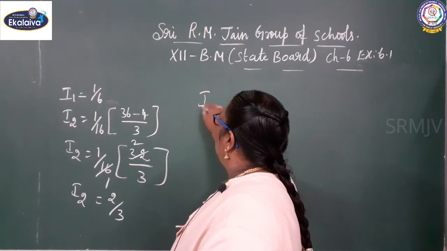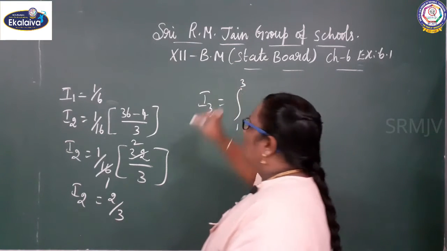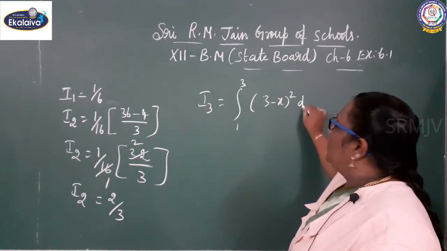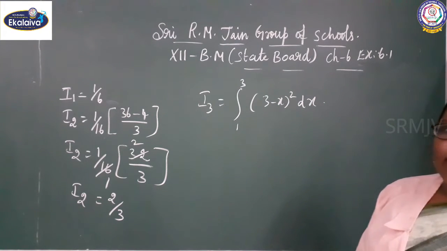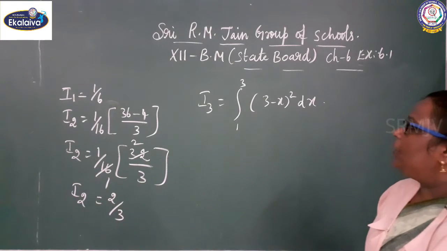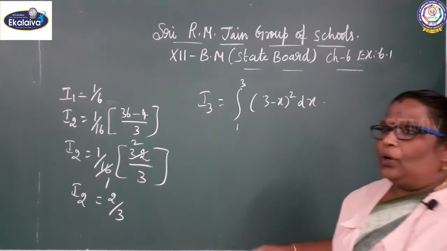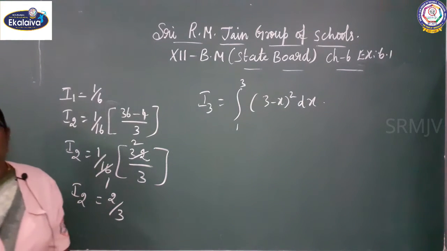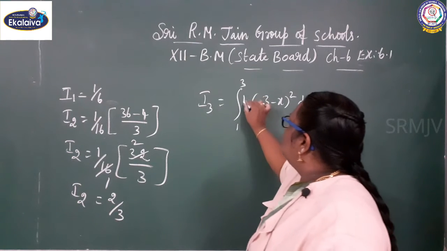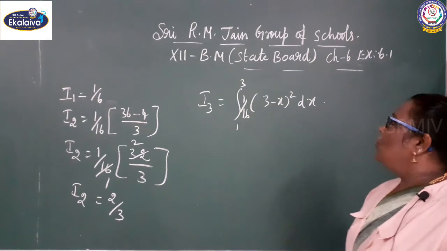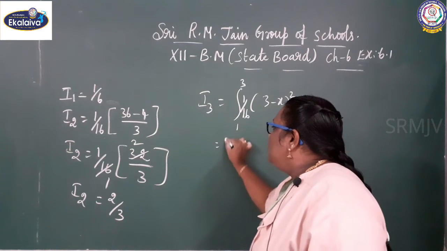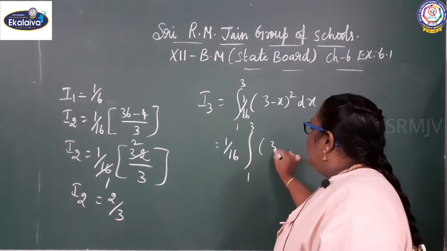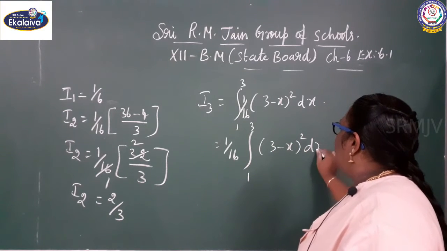Now you move on to I3. I3 equal to integral 1 to 3, 3 minus x the whole square into dx. So integral 1 to 3, 1 by 16, 3 minus x the whole square into dx. So you can take 1 by 16 commonly out. 1 to 3, 3 minus x the whole square into dx.